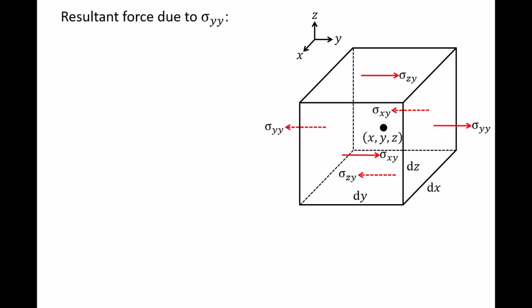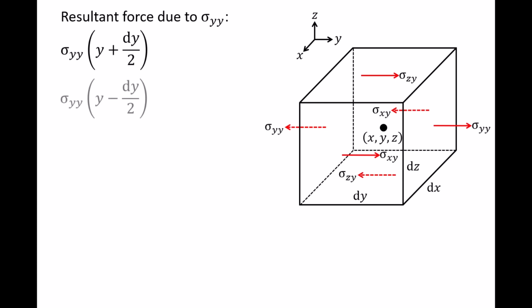Now we will derive an expression for the resultant force produced by the stresses in the y direction. First, we examine the force produced by stress sigma yy. Notice sigma yy on the right surface acts at a distance 1/2 dy from the center of the control volume. We will denote this stress as sigma yy at location y plus dy over 2.